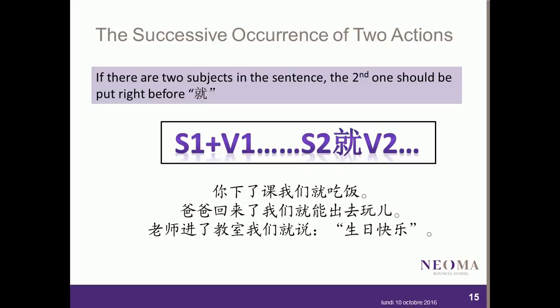Okay? So the reason is that the first action finished, and then the second action's subject is a different person from the first subject. In that case, we have to put 就 after them. All right, so let's do some exercises before we move back to text two to listen to it one more time and also read after it.